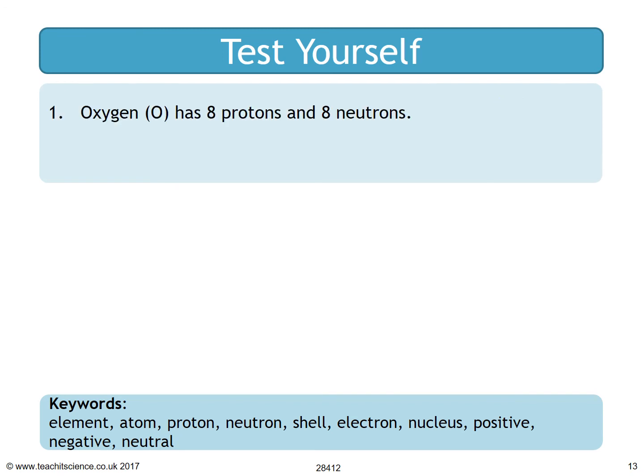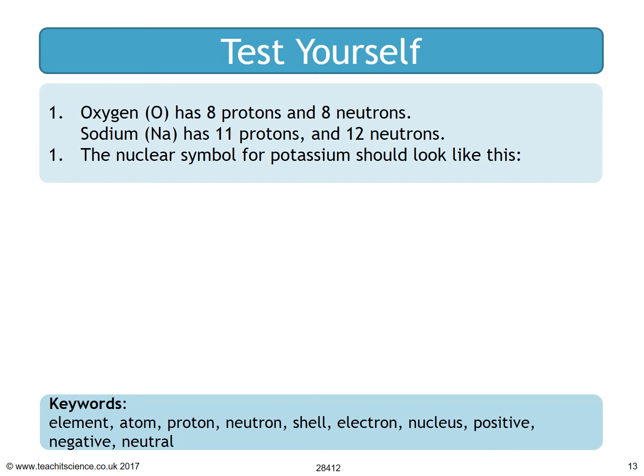Right. Oxygen has 8 protons and 8 neutrons. Now, just because you've got the same number of neutrons as protons in this particular element, it doesn't always follow that every element has the same. Here's sodium, for instance. That has 11 protons, but 12 neutrons, so you need to be careful.